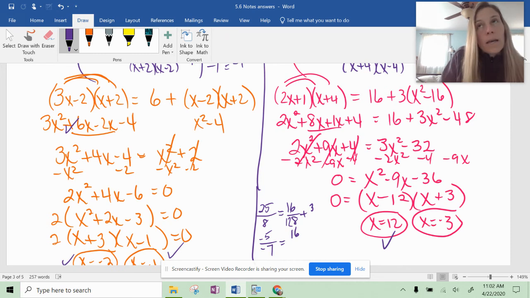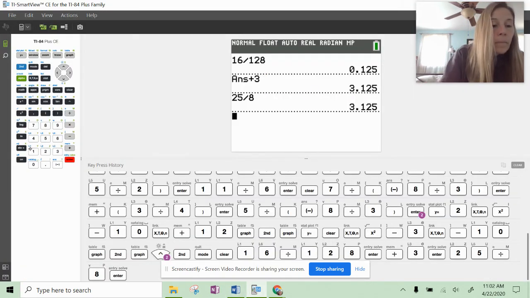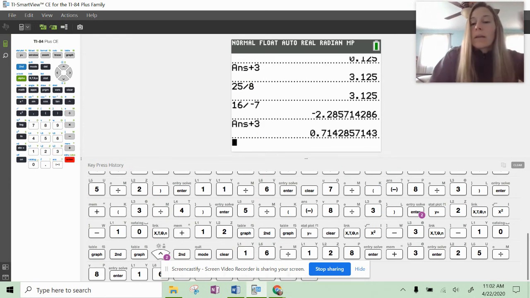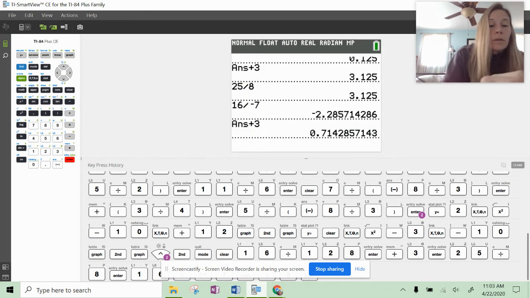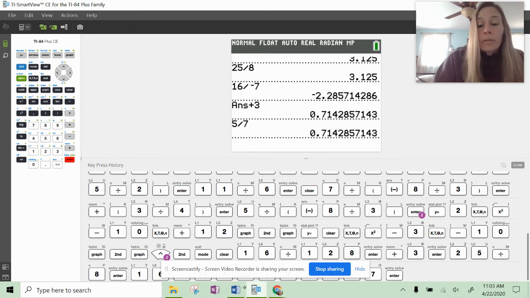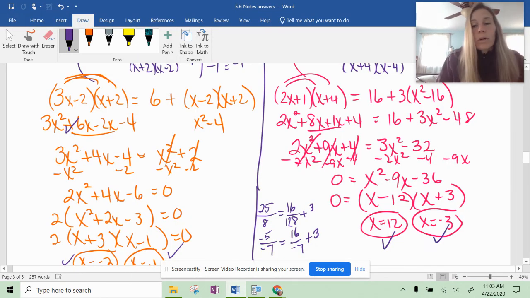Negative 3 squared is 9. 9 minus 16 is negative 7. And then we have the plus 3. So 16 divided by negative 7 plus 3 gives us 0.714 on the one side. And then on the other side, we have 5/7. So 5 divided by 7, same thing. So that one works as well.